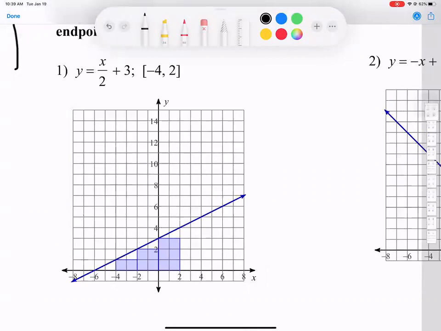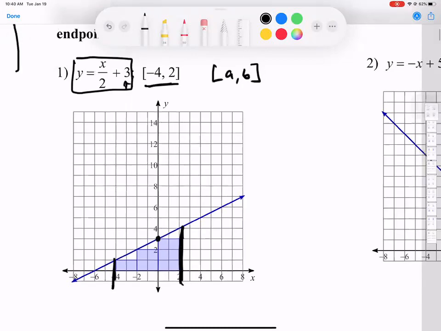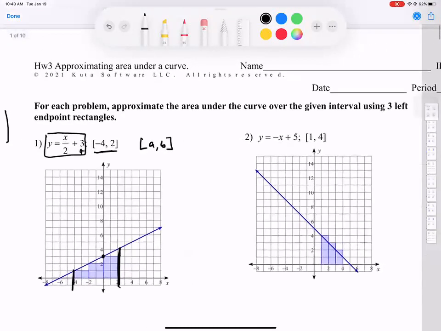Let's look at some characteristics. Here is first the function. You guys all notice this is the function, this is the graph, right here. Making sure our y-intercept is 3, and our slope is rise 1, run 2. Everyone cool with this? This is just the graph given. And here is our a to b. This is a definite integral from -4 to 2. And the question says, please break this up into 3 left endpoint rectangles.